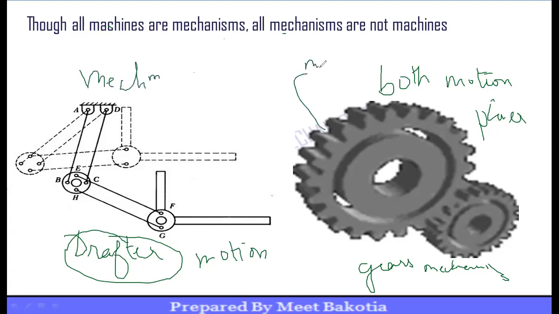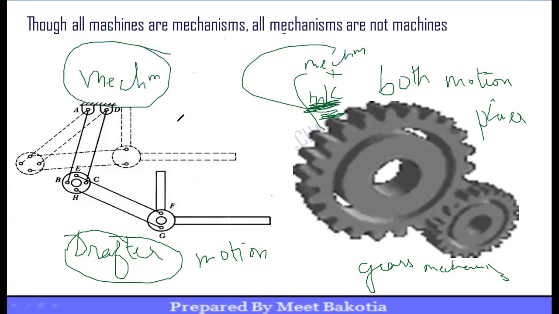Gear is also a mechanism and it is the machine as well. So you can say all machines are mechanisms, but all mechanisms like drafter, they are not machines. Drafter is not a machine, it is just a mechanism. So any machine, take any machine, it is a mechanism. But all mechanisms like drafter, right, they are not machines.